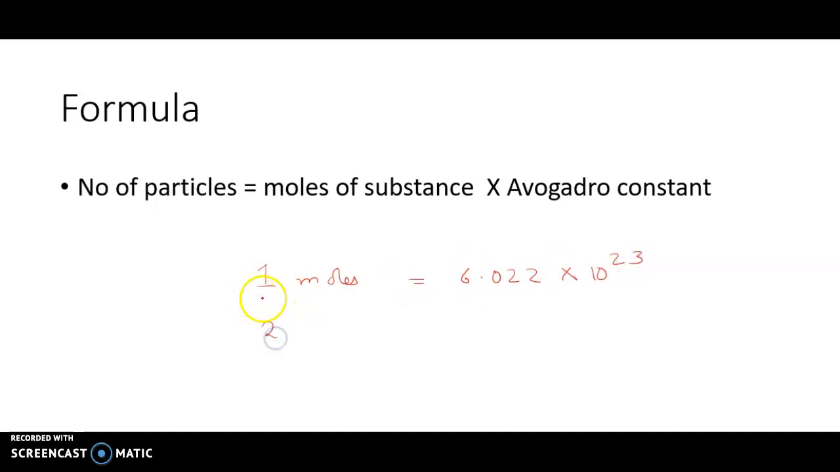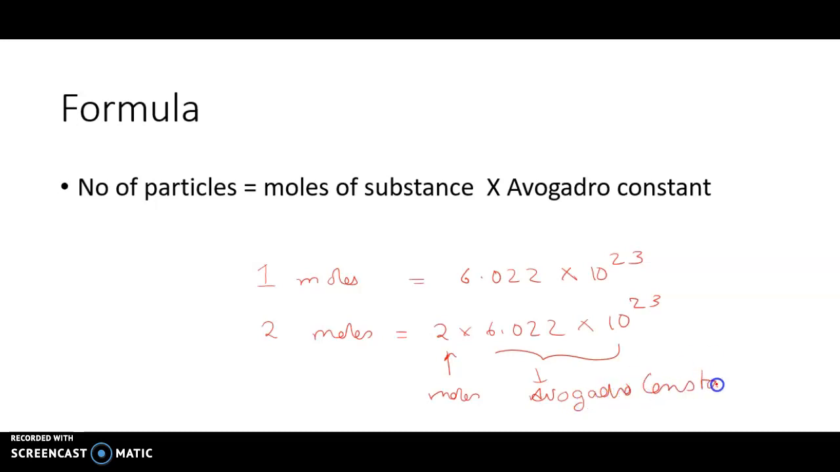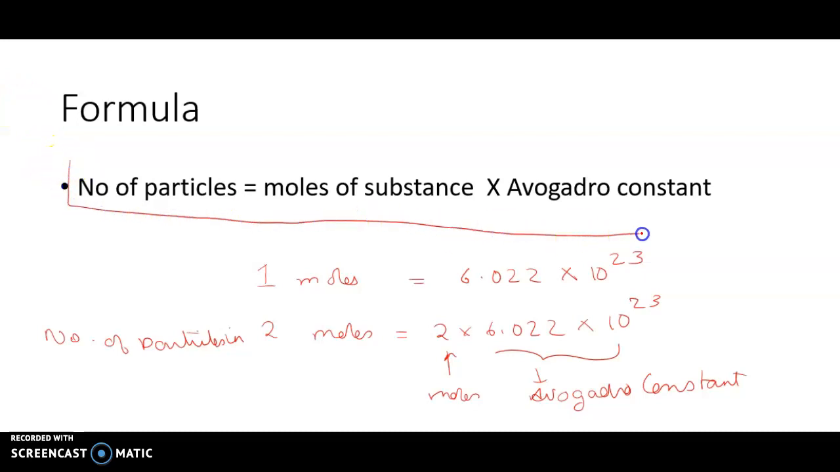If I get 2 moles of that, that means I would just multiply that big number by 2. What I've done here is that 2 is the number of moles, and that big number is my Avogadro's constant. So overall, what we've worked out is the number of particles in 2 moles. In calculations, you would be using this formula: number of particles is equal to moles of a substance times Avogadro constant.